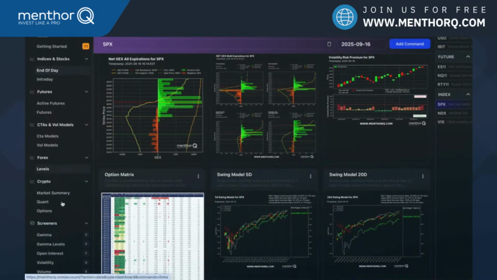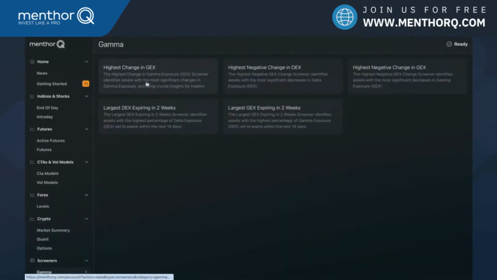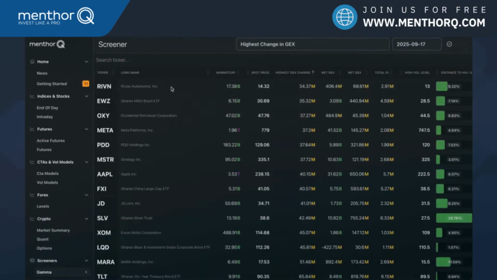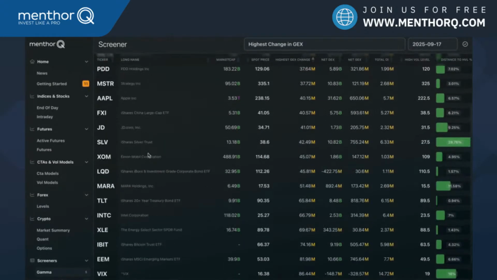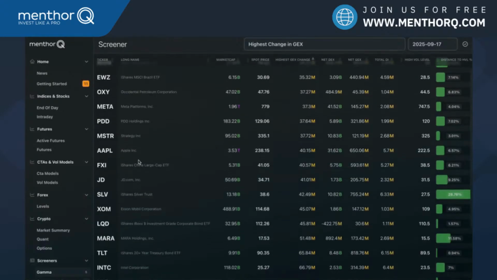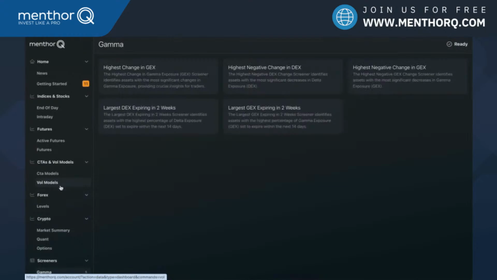Then I also look at our screeners. So what I do normally in the morning, let's go back to here, I always look at the assets that have the highest positive change in gamma. So for today, these are the assets that have shown the highest positive change in gamma, whether it's a stock, ETF, or index. And we can also see the highest negative change in gamma here. We have a screener for that.